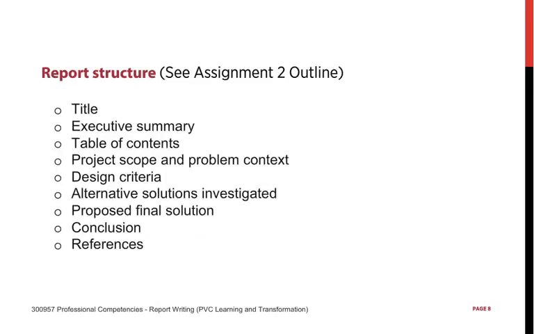Now for report structure. This can be seen in the assignment 2 outline. What you will need in your report is a title, an executive summary, a table of contents, your project scope and problem context, the design criteria, the alternative solutions investigated, your proposed final solution, and a conclusion.